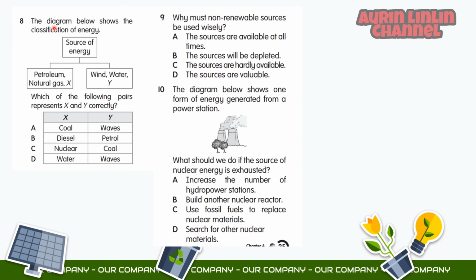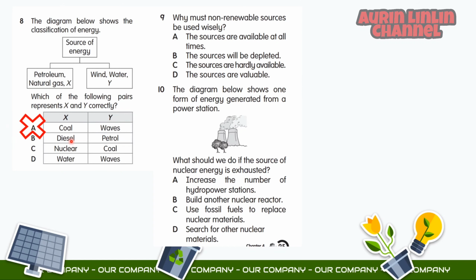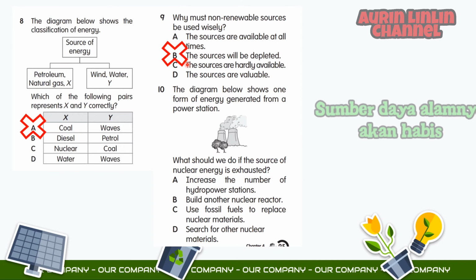Number 8. The diagram below shows the classification of energy, source of energy, petroleum, natural gas, and X, wind, water, and Y. Which of the following pairs represent X and Y correctly? And the answer is A. Coal, and waves. Number 9. Why must non-renewable sources be used wisely? And the answer is B. The sources will be depleted.